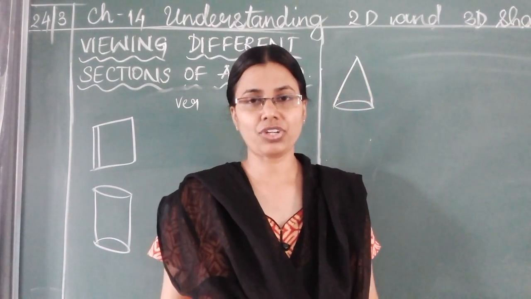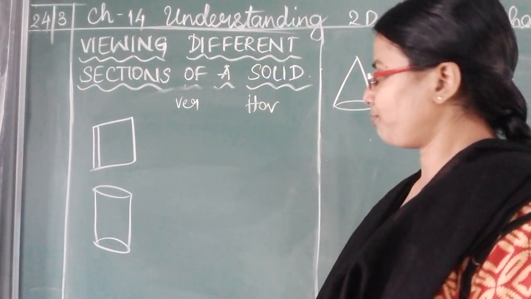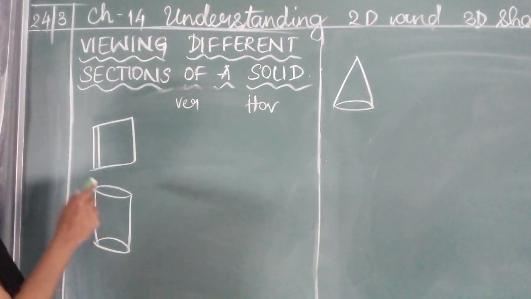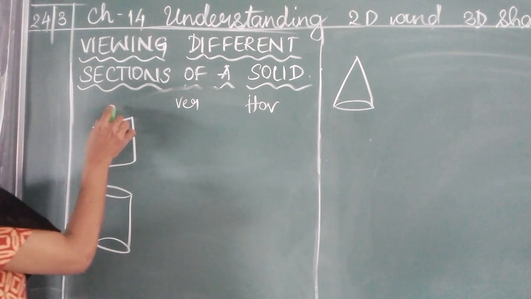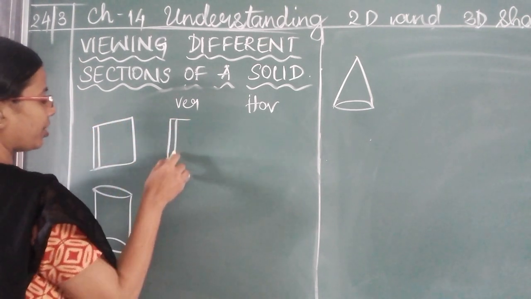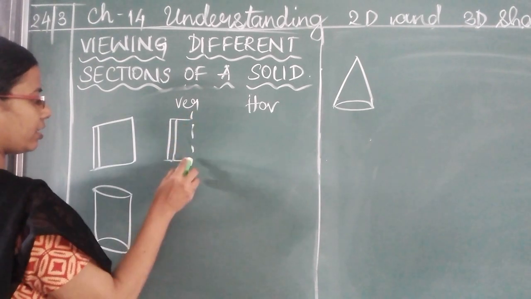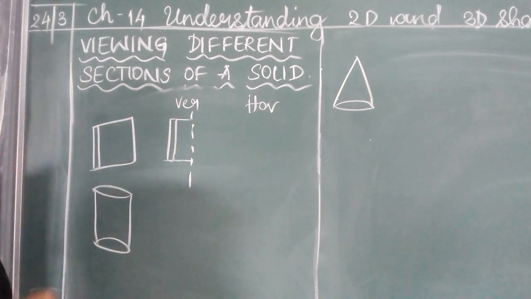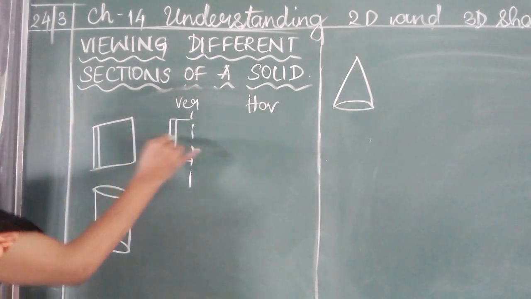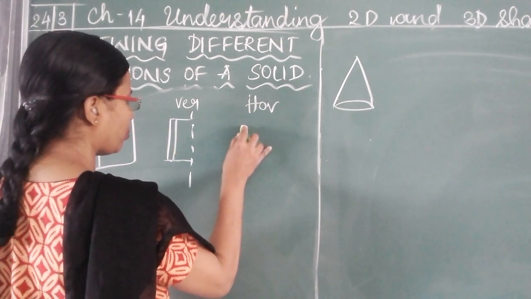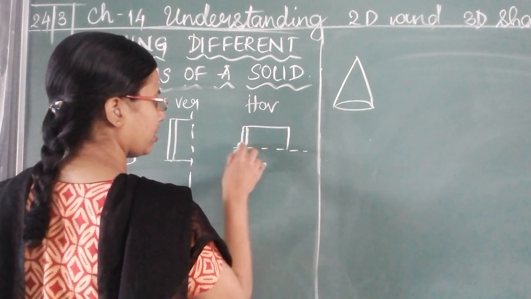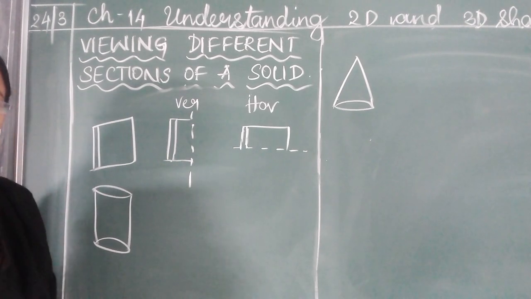Let us take 3 examples. In that, the first one is a rectangular object and if we cut this vertically means we are going to draw a line over here. So here you are going to cut this. This is a vertical cut and when you make a horizontal cut, if you cut it horizontally, you are going to get a figure like this. Yes or no? Understood this?